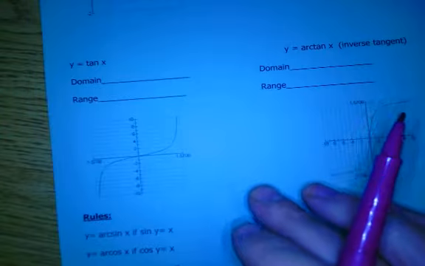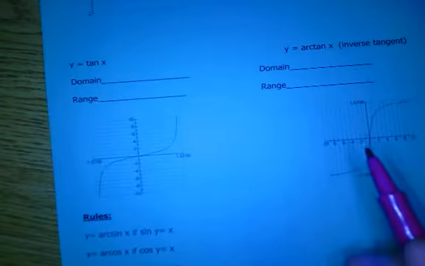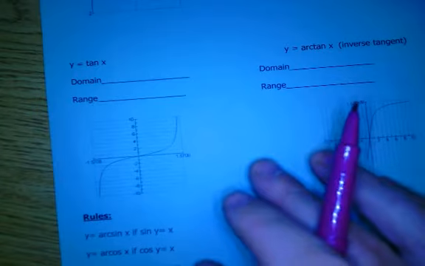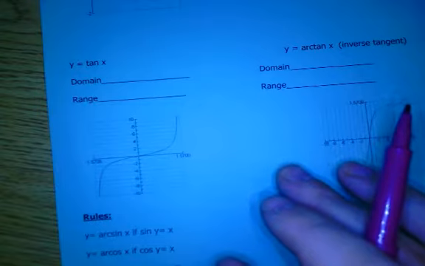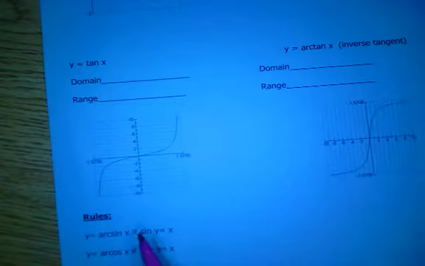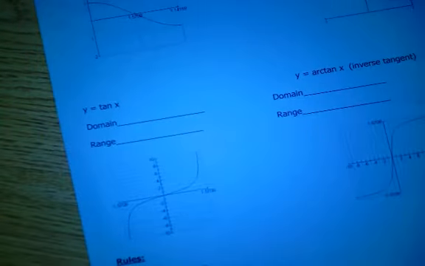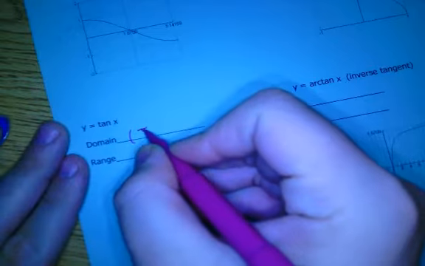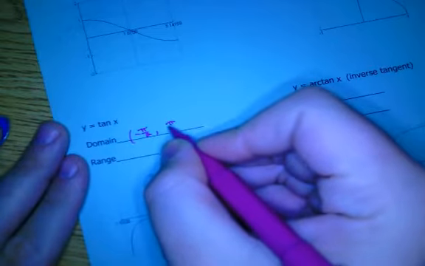All right, let's do tangent. So what's the domain of this restricted tangent? No? I agree. It's -pi/2 to pi/2, but what's kind of special about this domain versus the other one? Yes! It's got to be in parentheses.